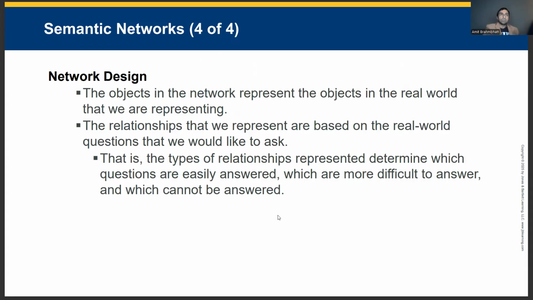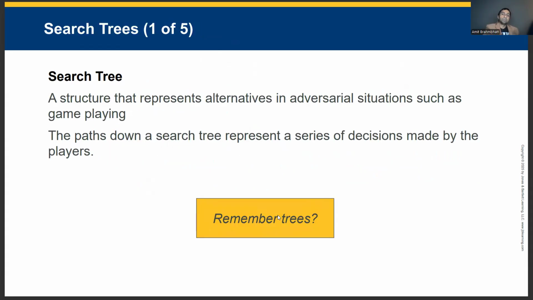Slide 17, Search Trees, 1 of 5. A search tree represents different possible decisions and outcomes, often used in games. Each path down the tree represents a sequence of moves. For example, in tic-tac-toe, each node represents a board state. Search trees allow AI to explore possible strategies. But as the game becomes more complex, the tree grows exponentially, making it hard to search fully.